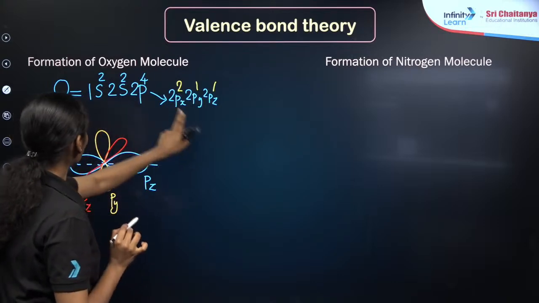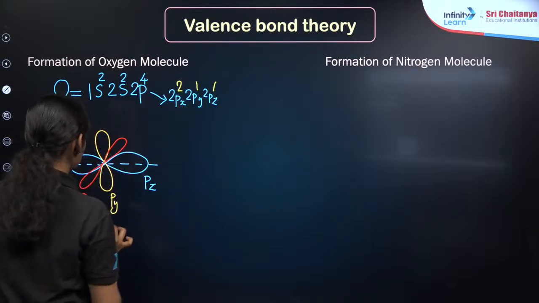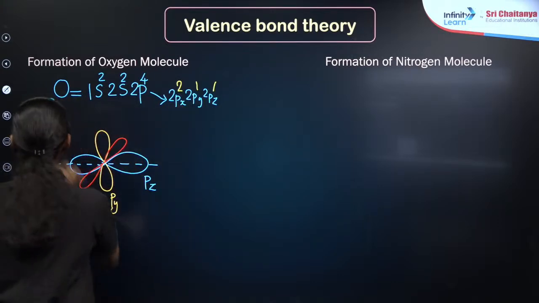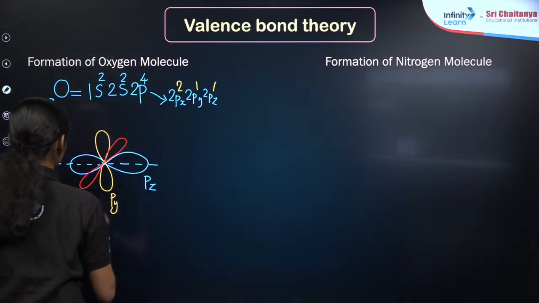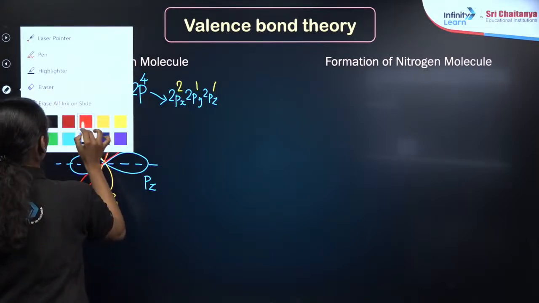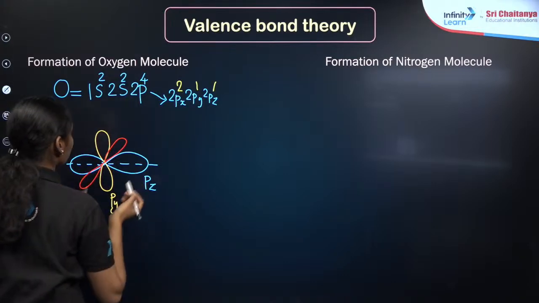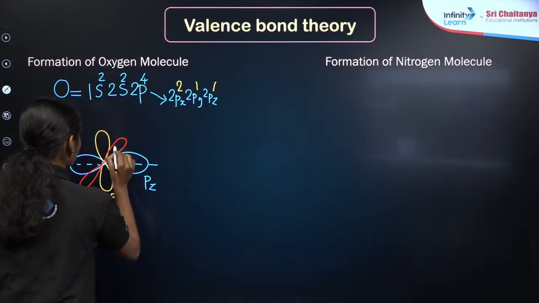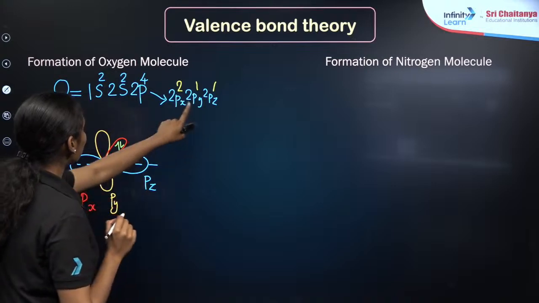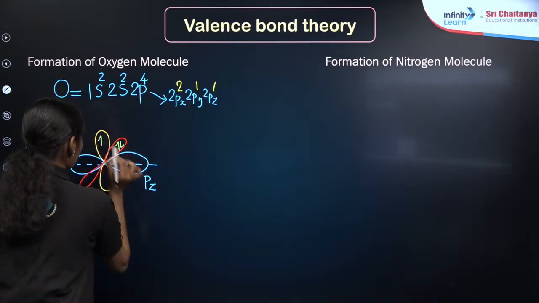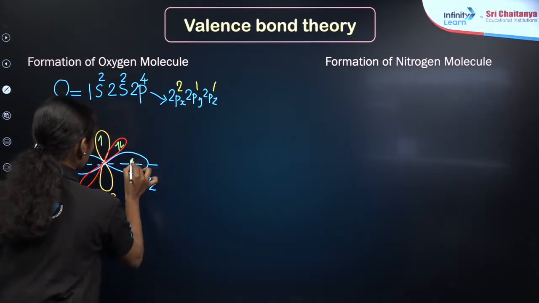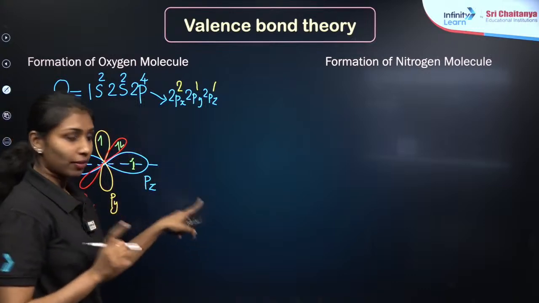According to the electronic configuration, there will be 2 electrons in the case of px, right? Sorry, this is px. I am writing here, this will be 2 electrons. Then what about 2py? 2py having 1 electron. Again 2pz having 1 electron. Similarly, the next oxygen is also having the same orbitals, right?